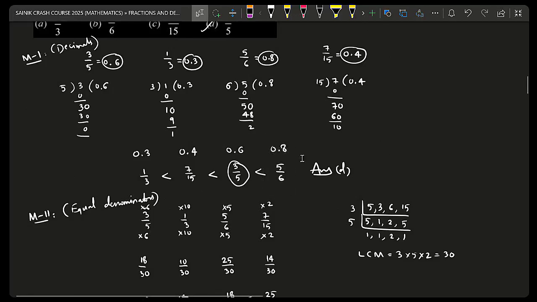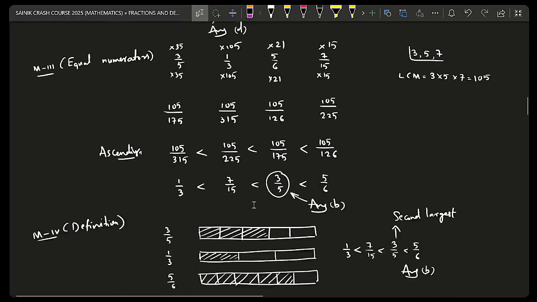Now this is the ascending order, and they're asking the second largest. Which is the second largest? 3 by 5. I hope you understood. Yes, sir. Okay, so these are the methods possible for this question, but personally I choose the best possible method for this question, the decimals method. But even if you cannot do the decimal method, there are other methods possible.